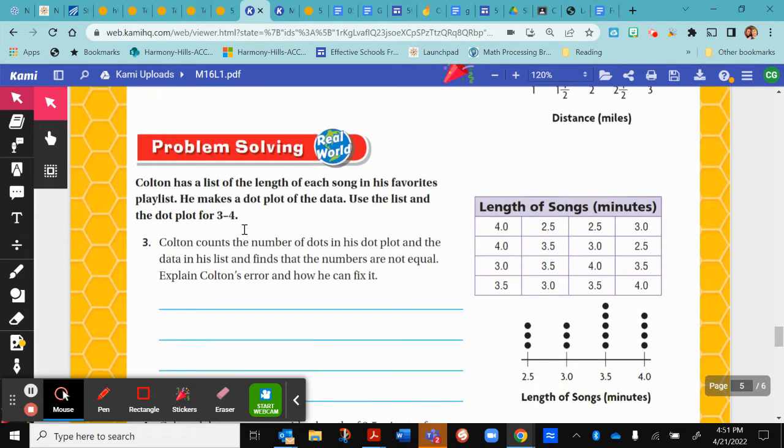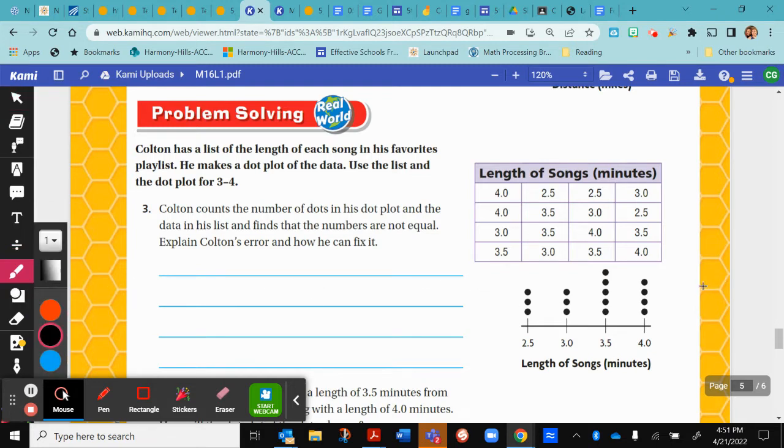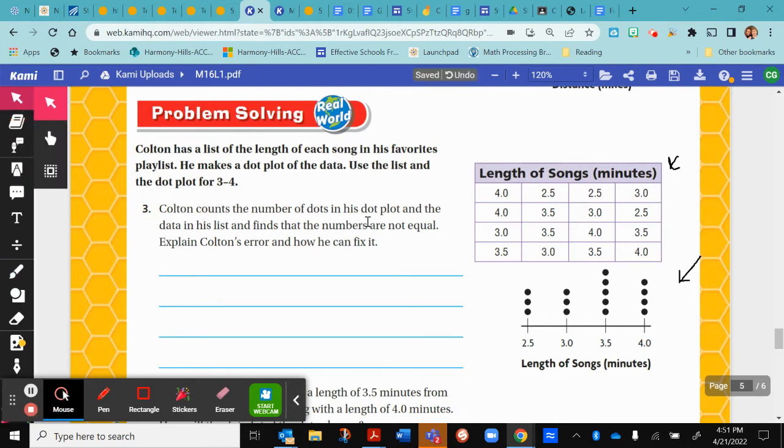So Colton has a list of length of each song in his favorites playlist. He makes a dot plot of the data. You're going to use the list and the dot plot to answer 3 and 4. Okay, so this is the dot plot that he's drawn. And it's based on this data right here. So let's read the first question. Colton counts the number of dots in his dot plot and the data in his list and finds that the numbers are not equal. Explain Colton's errors and how he fixes it.